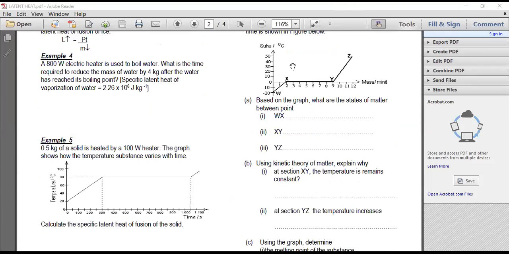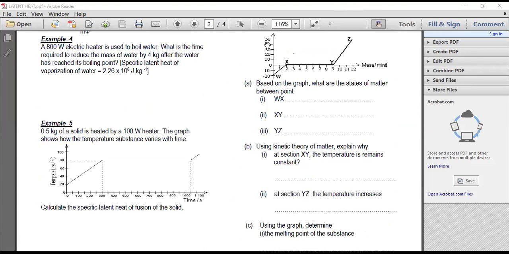Now we look at the question. An underwater electric heater is used to boil water. What is the time required to reduce the mass of water by 4 kg after the water has reached the boiling point? The specific latent heat of vaporization is 2.26 times 10^6. So for this one, you use Q equals to ml.